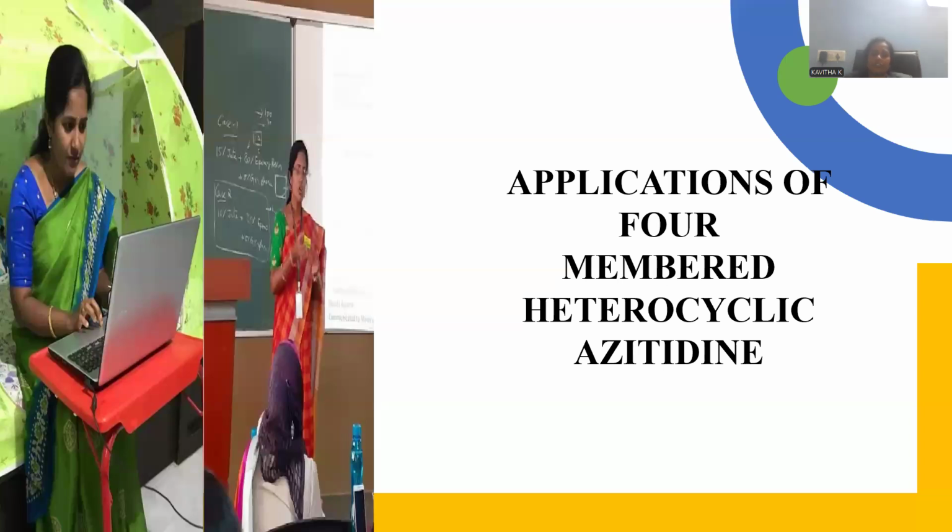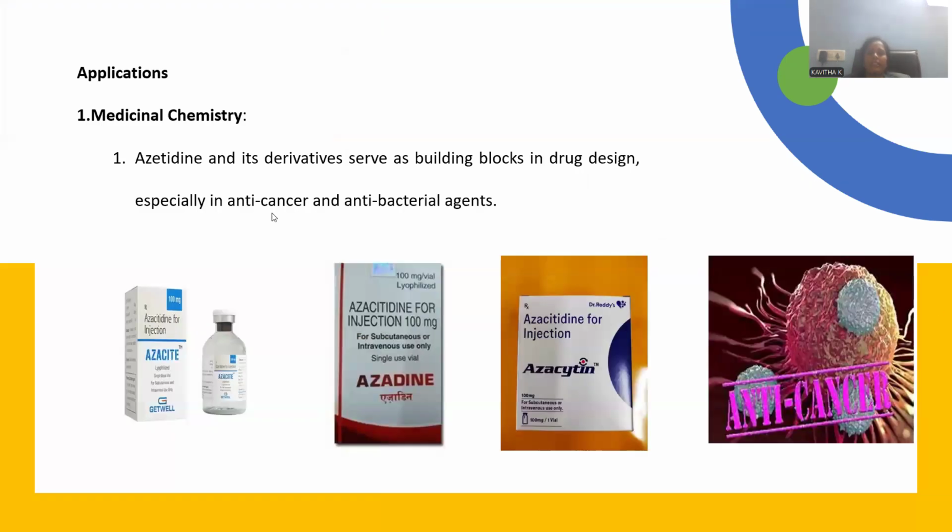The topic now shifts to the applications of the four-membered heterocyclic, that is azetidine. Azetidine applications are going to be discussed. Medicinal chemistry applications of azetidine. Azetidine and its derivatives serve as building blocks in drug design. Especially anti-cancer agents are available, antibacterial agents are also available, right? So here you can clearly observe the commercially available azacitidine injection, used to treat malignant tumors called cancer. So it is an anti-cancer drug available in the market.